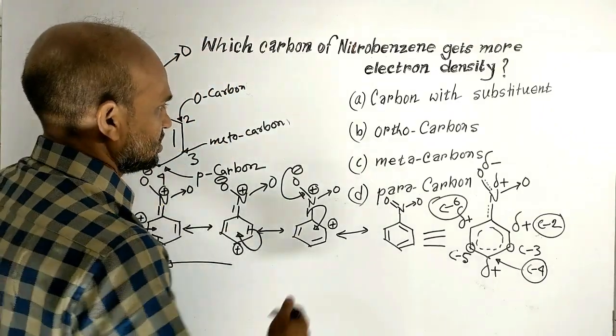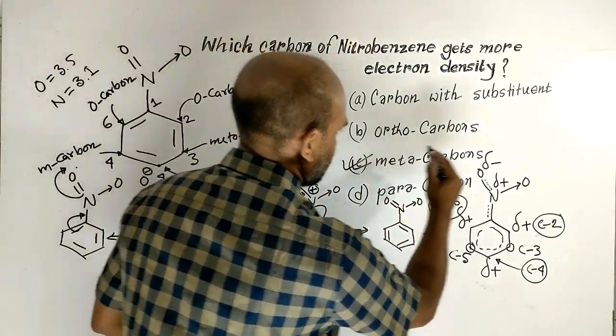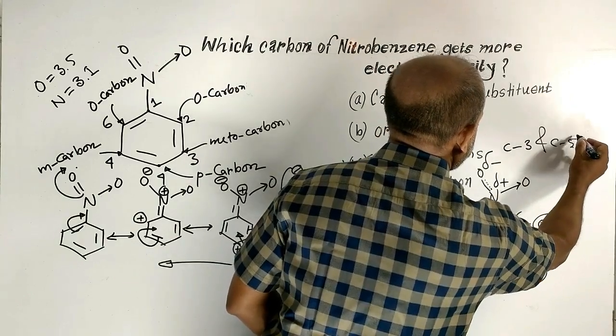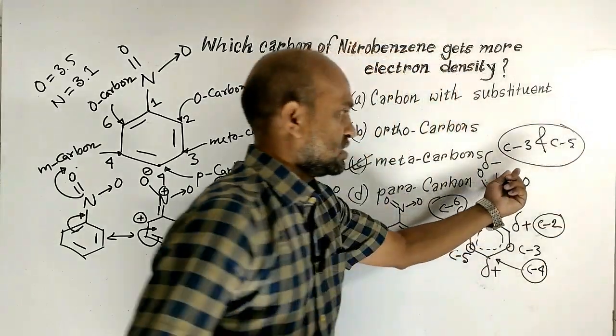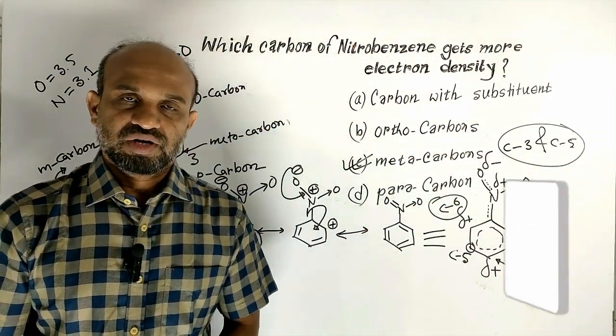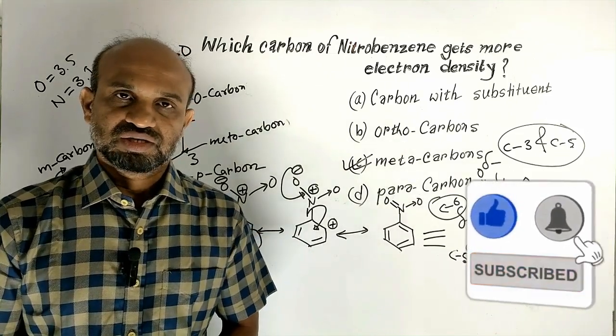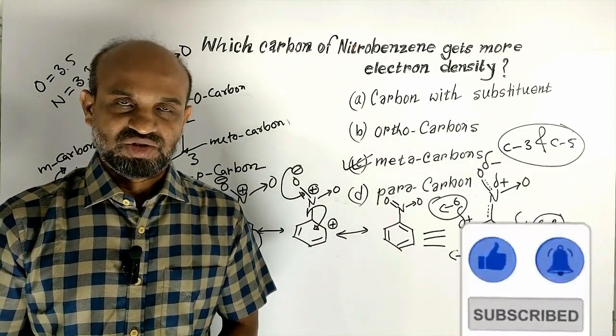That is, meta carbons or carbon 3 and carbon 5 get comparatively more electron density due to resonance of nitrobenzene. Thank you for watching.